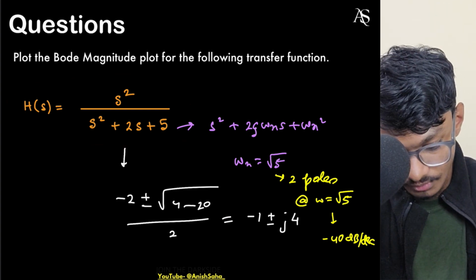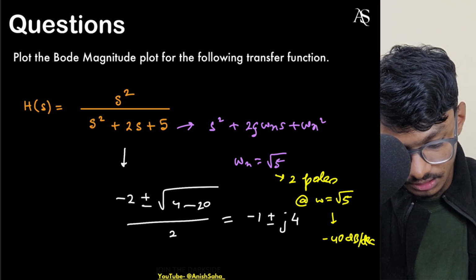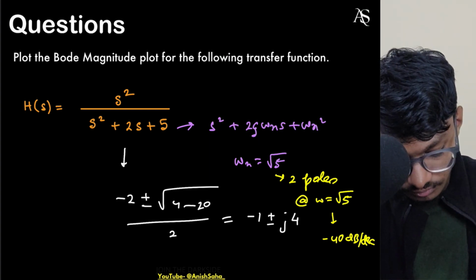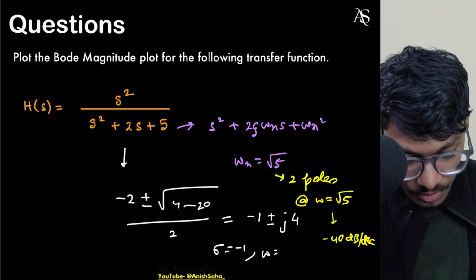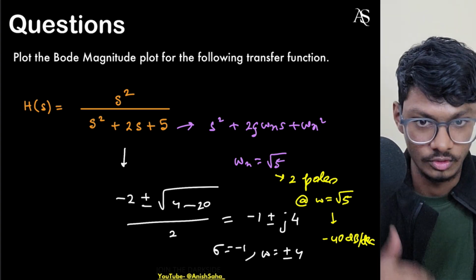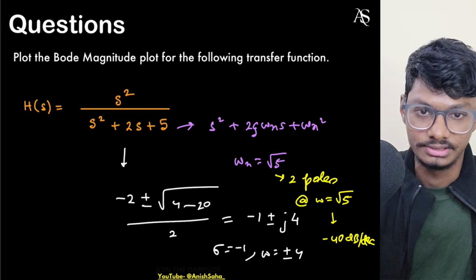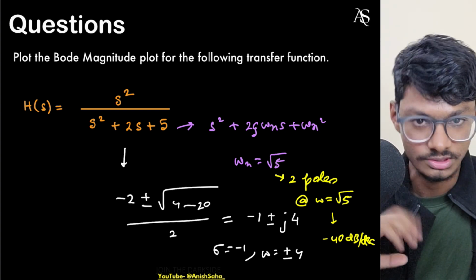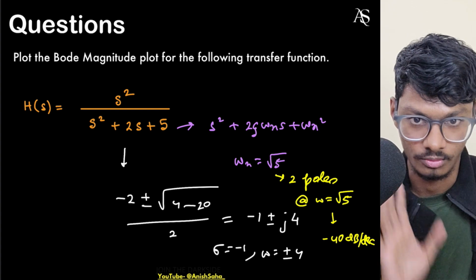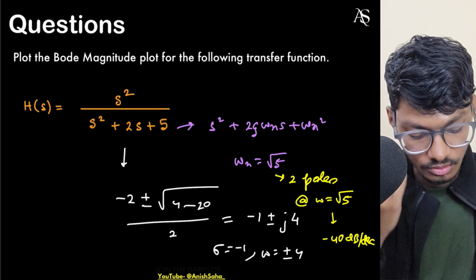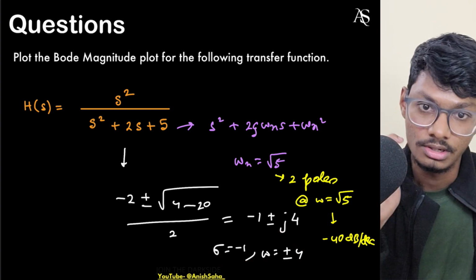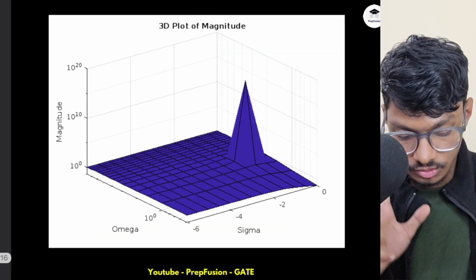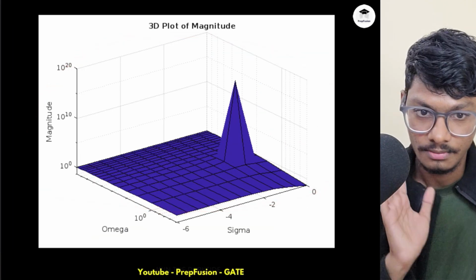So here -1 represents the sigma value, sigma equals -1, and omega equals ±4. Obviously we don't talk about negative frequencies, but in signals and systems, for mathematical approaches we talk about them, but in real life systems we don't talk about negative frequencies. So at these two particular frequencies, the magnitude will go to infinity. So here is the 3D magnitude plot.